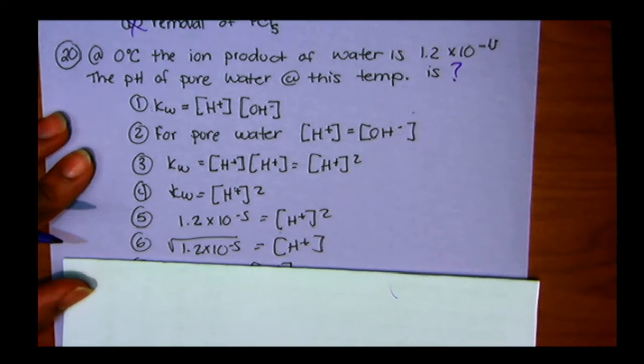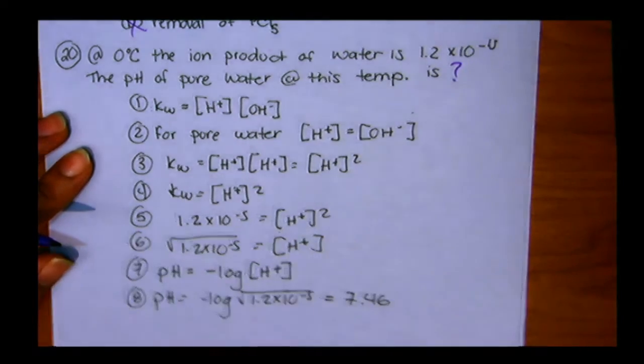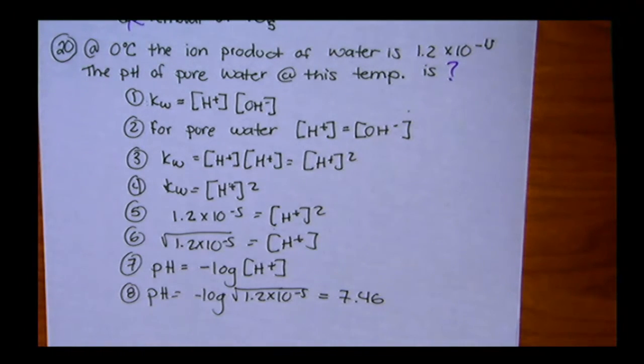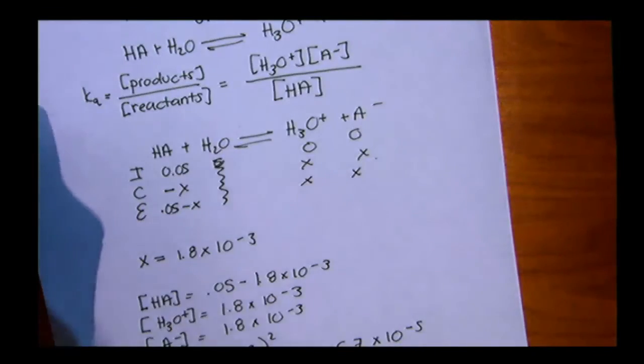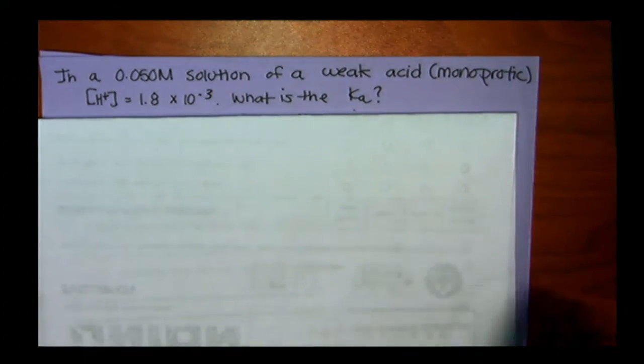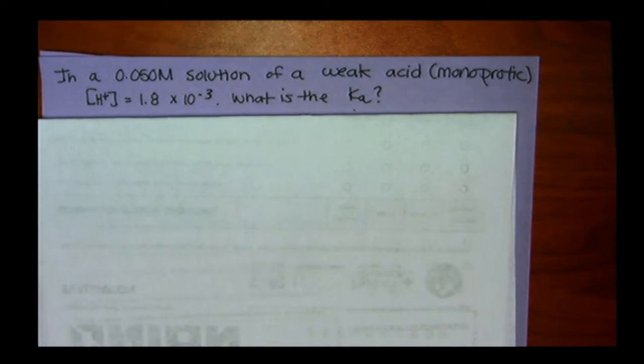Questions? Yeah. All right. In a 0.5 molar solution of a weak acid, your hydrogen ion concentration is 1.8 times 10 to the negative 3. What is the Ka?